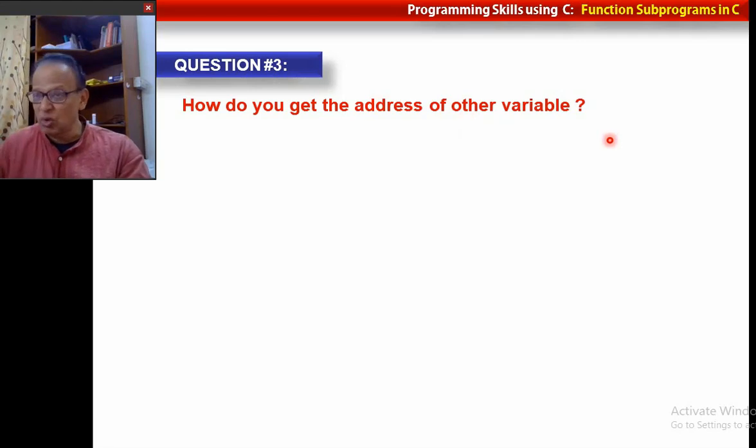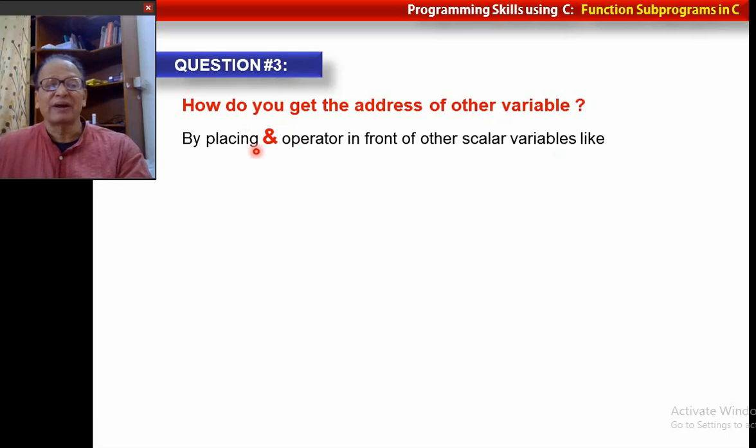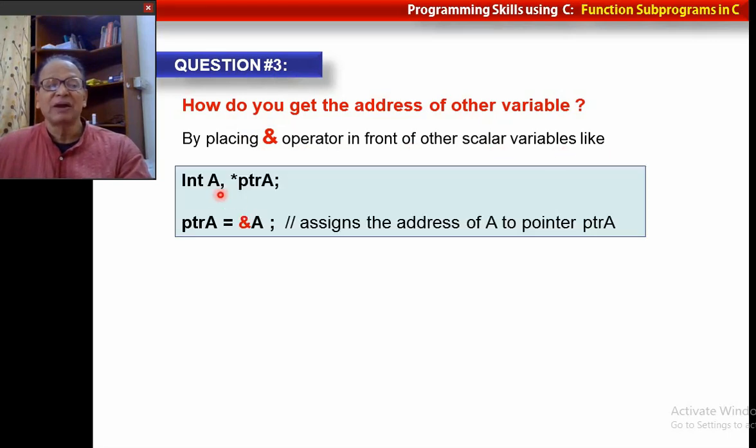So I know I have to store the address of another variable in a pointer variable. So how do I get the address of the other variable? Again, it's very simple. You put this operator, the AND operator. You have come across 2 ANDs for logical AND. Now this is only one AND operator, in front of the other scalar variables. Like, for example, you have declared int a. There's a mistake here. It should be small i, and star ptra. Now ptra is the pointer. For example, ptra is equal to ampersand a. That means this gets the address of a, and puts it in ptra, assigns the address of a to ptra. So the third question is over.